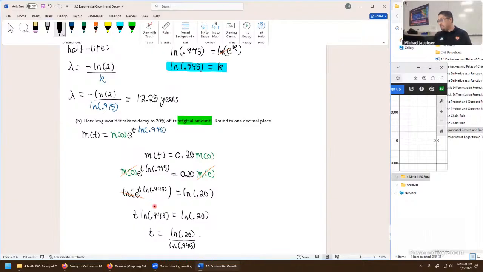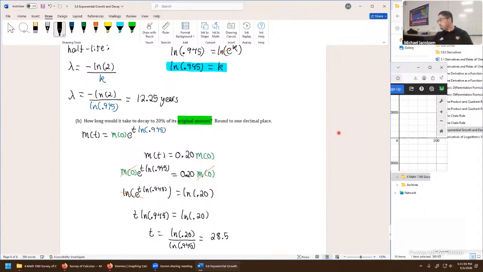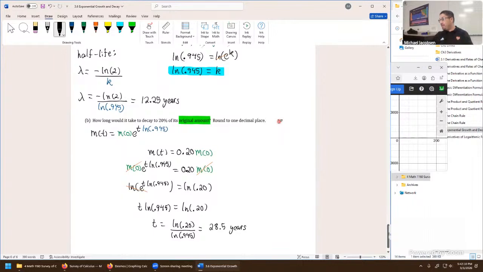So once we have that, our work is done. We'll throw this into the calculator and just round it to 1 decimal place. So this is natural log 0.20. That's a negative quantity, but we're dividing by another negative quantity, natural log 0.945. So to 1 decimal place, it will be 28.5 years. So this stuff disappears pretty rapidly, only 30-ish years to have about 1/5 of the original amount is what this whole process is saying. That's still a while.